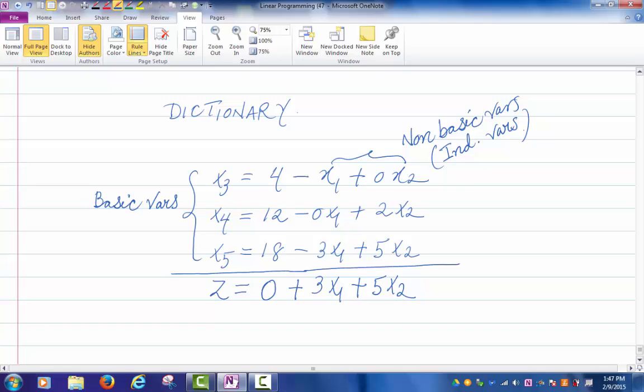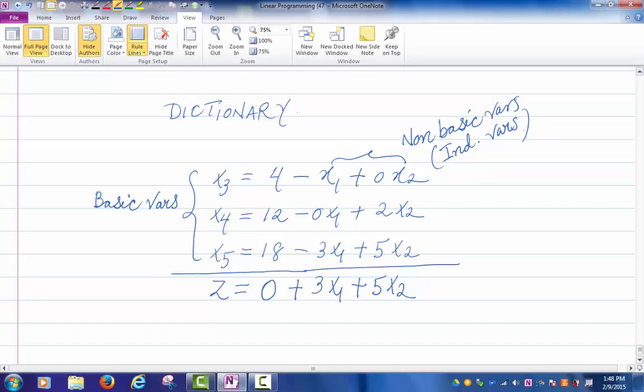Now, I'm not going to introduce the other operations today, but imagine that you do some operation on the dictionary and come up with another dictionary, okay? It's going to change the basic and non-basic variables. When you do the operation, one of the non-basic variables will enter the basic set, and one of the basic variables will become a non-basic variable. I'm going to introduce that later.